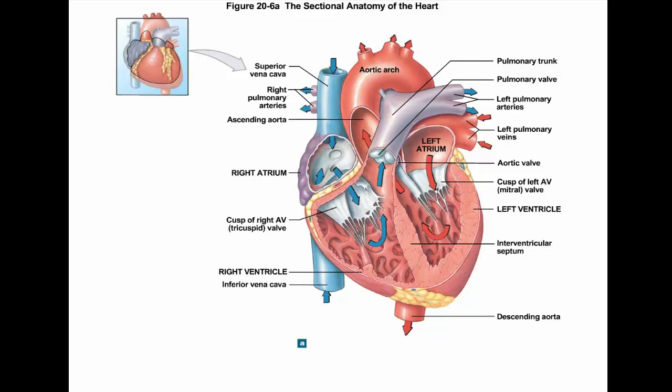It then returns from the lungs via the left and right pulmonary veins, and these veins carrying oxygenated blood drain into the left atrium. The blood then goes down through the left AV mitral valve into the left ventricle. When the heart contracts, the left ventricle then squeezes the blood out through the aortic valve, through the aortic arch, and off to the rest of the systemic circulation.